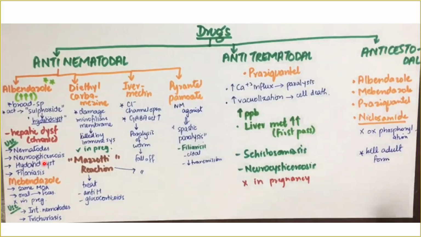The next drug is mebendazole. It has the same mechanism of action, is mostly administered orally and excreted mainly in feces, and is contraindicated in children less than 1 year and pregnant women. It is used in intestinal nematodes, and in this case it's better than albendazole, and also in trichuriasis.